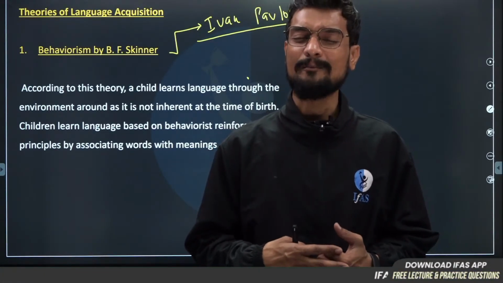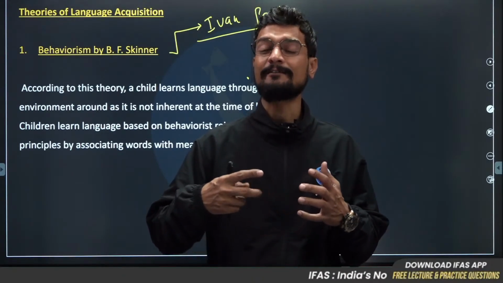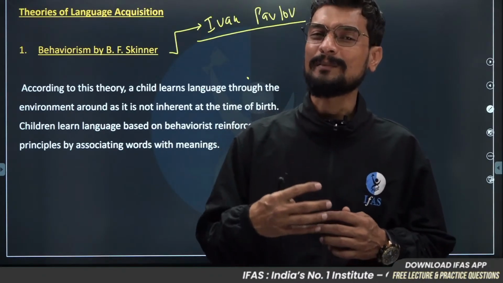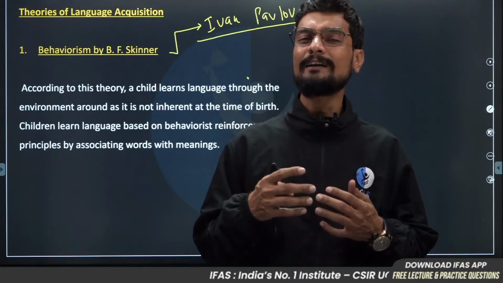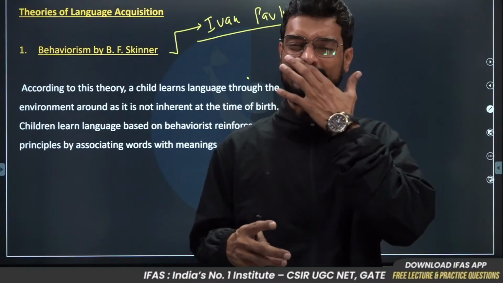Let's say, for example, a child says "chocolate" and some person provides it to him. Later on, he thinks that whenever he utters this word, he will definitely be given a kind of reward for it.